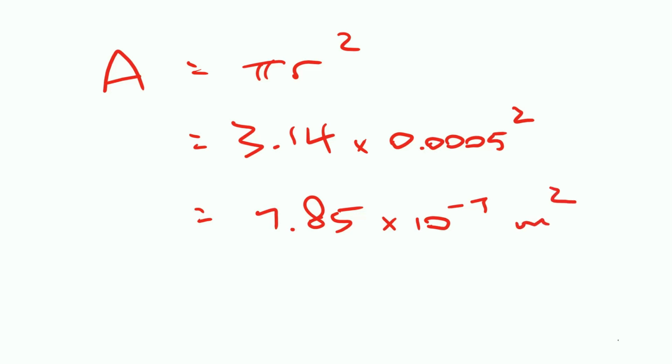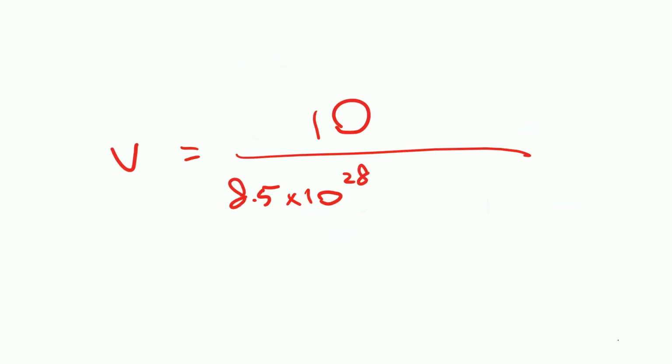This is in meters squared. It's a very small area, but that should make sense because we're looking at a wire end on, right? The wire is not very thick, and we're looking at the end on, so the circle on the end. So yeah, it should be small, and it is. Let's put that number in.